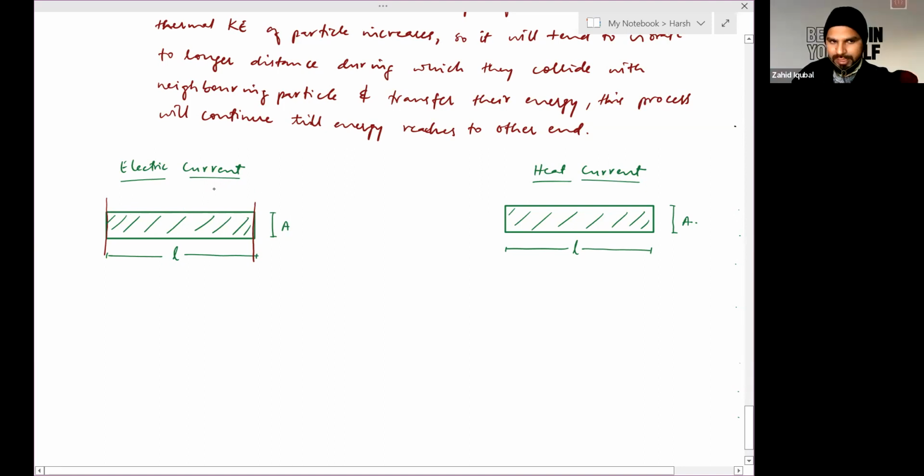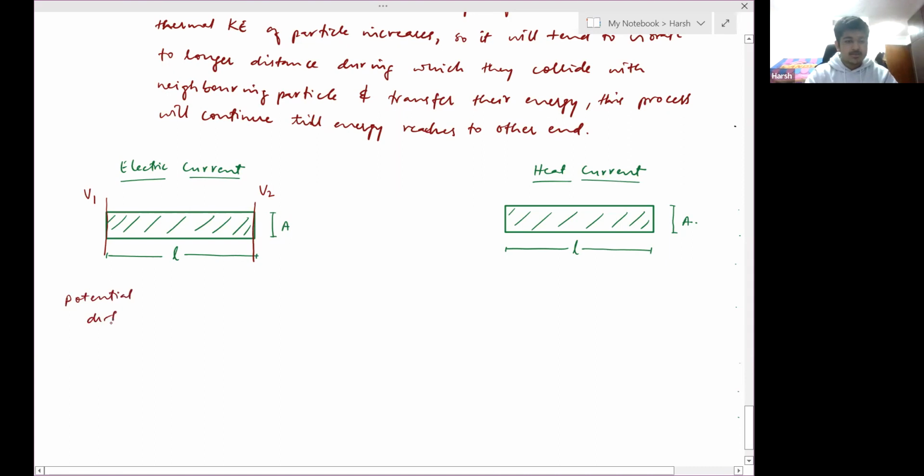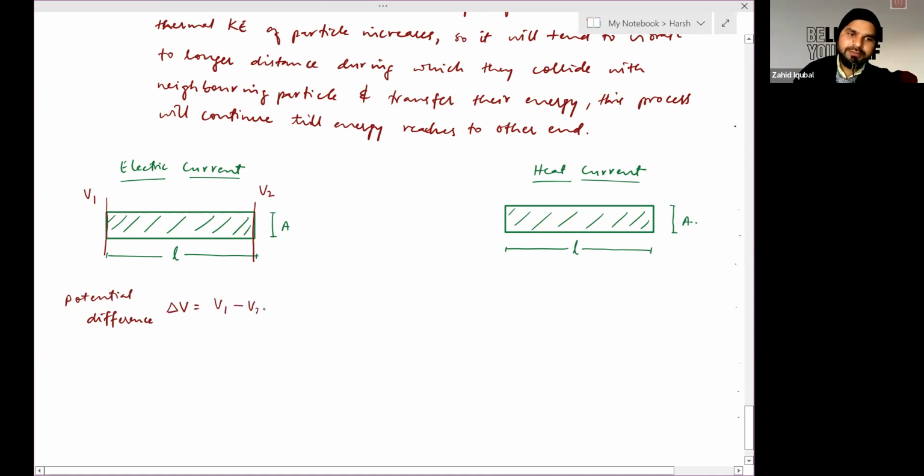For any conductor, if you have to flow electric current through it, you must have some potential difference across it. So the battery simply provides potential difference, and due to that potential difference, it will tend to move charge or electrons through it. So the first responsible factor to generate electricity through it should be potential difference, that is higher potential minus lower potential.